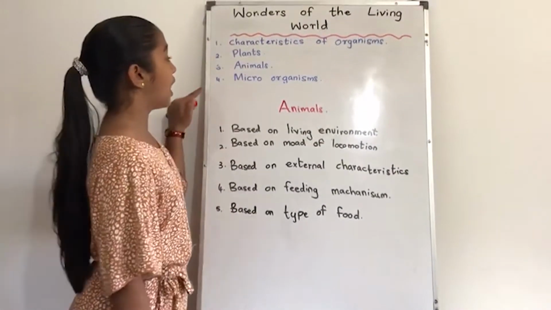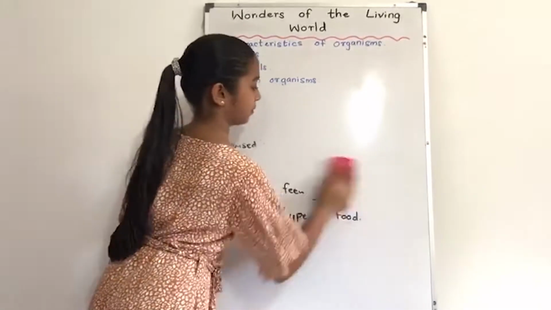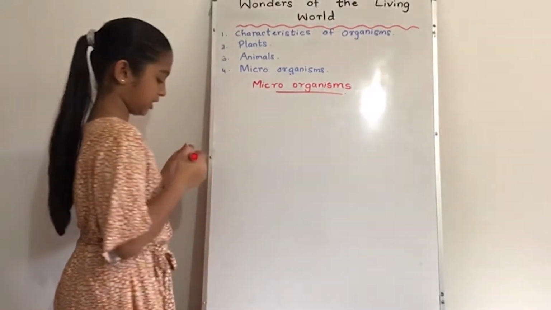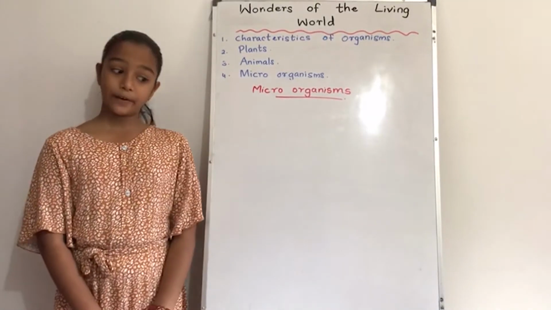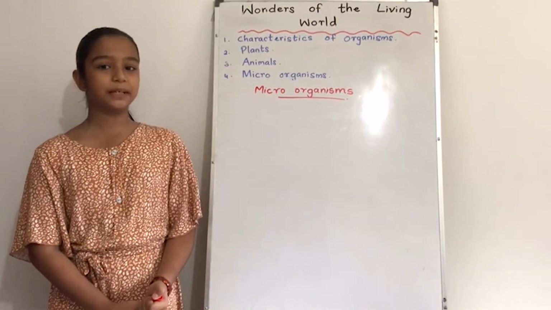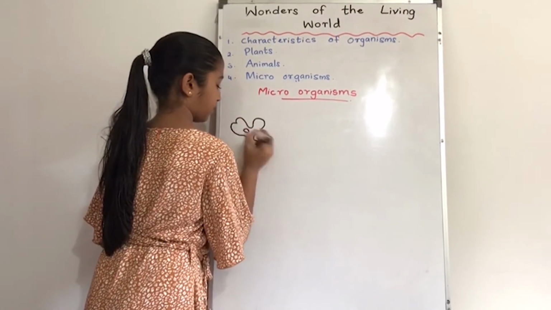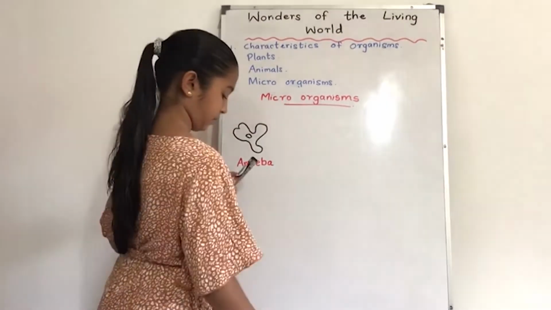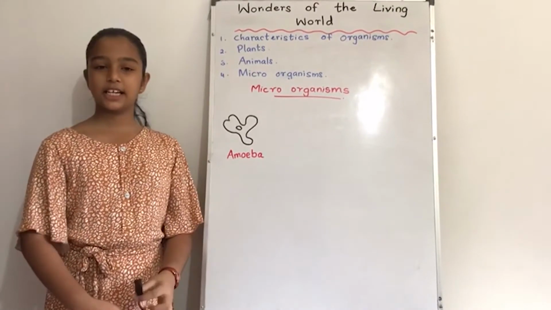Okay, now let's move to our last subtopic. It is microorganisms. Organisms that cannot be seen with our naked eye are called microorganisms. Now let's see some examples. This is amoeba, and it is a microorganism. It can change its shape to any size.